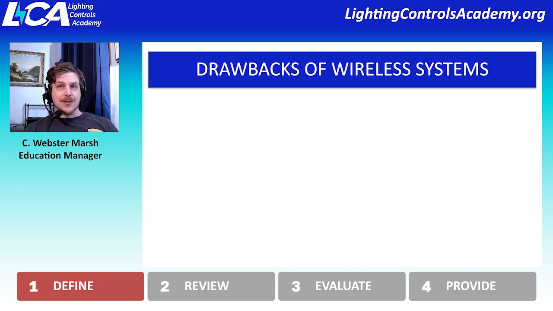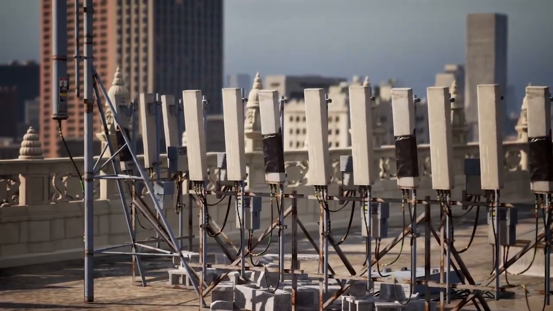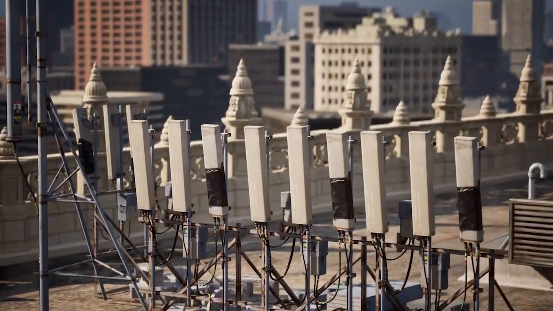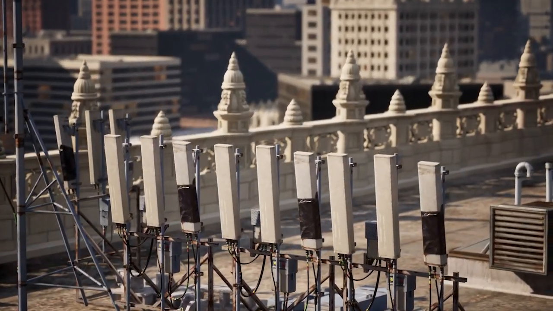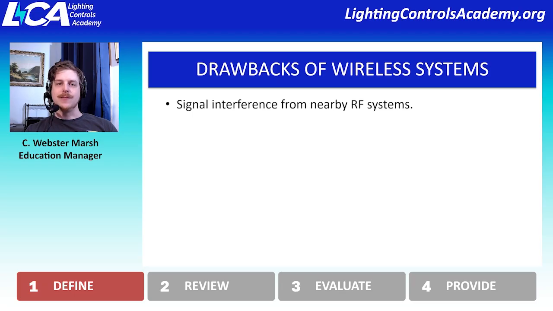But there are drawbacks to wireless systems. So the first drawback is signal interference, as I mentioned. If you have a lot of radio frequency going on, if you're in a radio studio that's using the same wavelength as you, or again, if you just have a lot of traffic going on for some reason, that is one of the challenges.